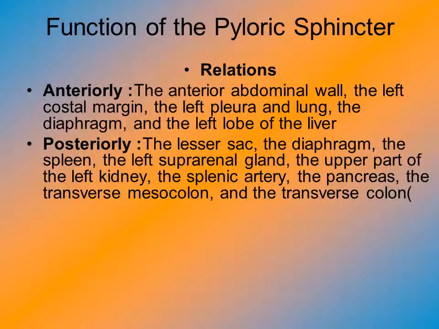Relations, anteriorly and posteriorly. Anteriorly there are many structures: the anterior abdominal wall, the left costal cartilage margin, left pleura and the lung, diaphragm, then the left lobe of the liver. Posterior to the stomach: the lesser sac, diaphragm, spleen, left suprarenal gland and the upper part of the left kidney, splenic artery, pancreas.